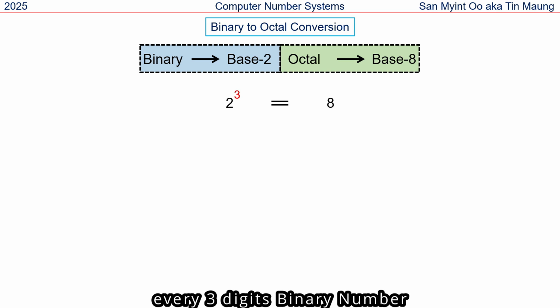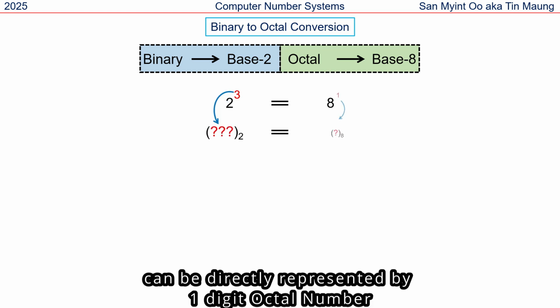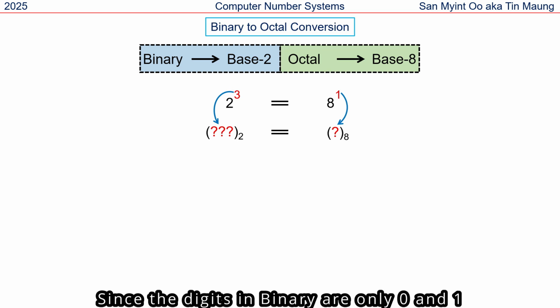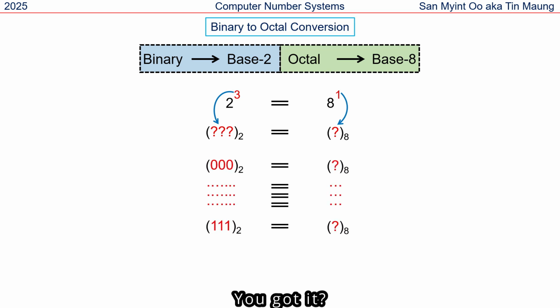This means that every 3-digit binary number can be directly represented by a 1-digit octal number. Since the digits in binary are only 0 and 1, the possible 3-digit combinations range from 000 all the way to 111. You got it?